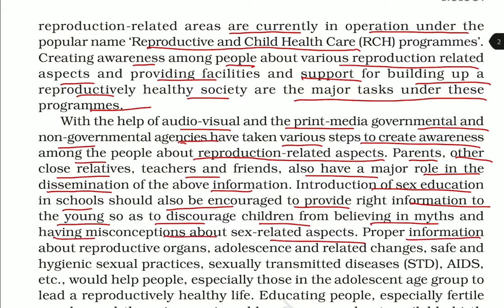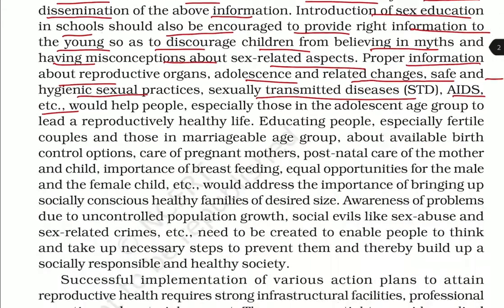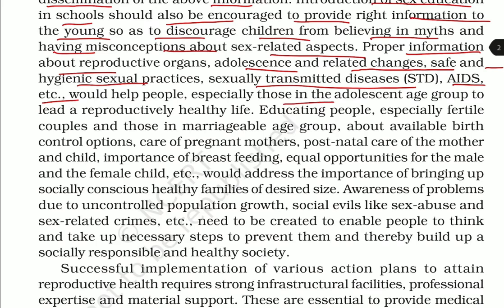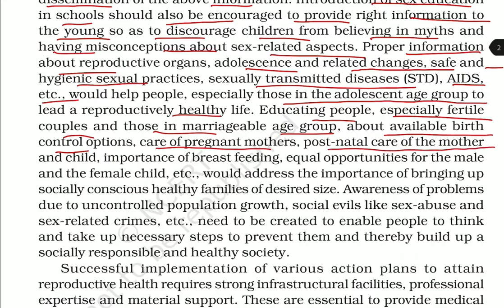Providing proper information about reproductive organs, adolescence and the related changes, safe and hygienic sexual practices, sexually transmitted diseases (STDs) and AIDS, etc. would help the people, especially those in the adolescent age group, to lead a reproductively healthy life. Educating people, especially fertile couples and those in the marriageable age group, about available birth control options, care of pregnant mothers, postnatal care of the mother and the child, importance of breastfeeding, equal opportunity for the male and the female child, etc. would address the importance of bringing up socially conscious healthy families of desired size.